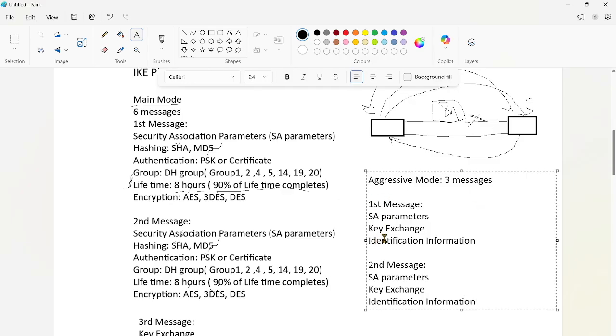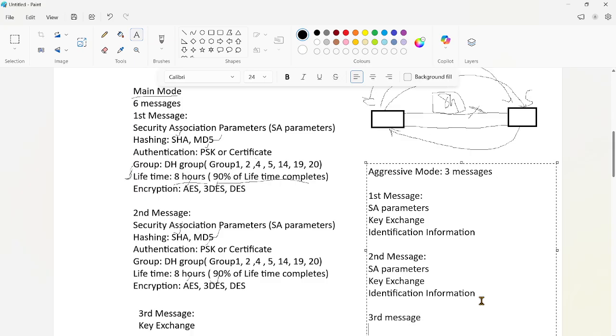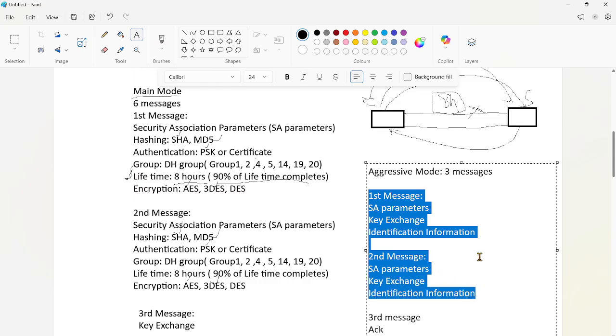Once these two messages are received, they are going to negotiate and verify the SA parameters first. If any of the parameters are not matching, it will not form a phase 1 tunnel. If all the parameters are matching, the phase 1 tunnel will be built, and then there is the third message. It is a dummy message with just an acknowledgement from firewall 1, and it doesn't contain any information. All the information is shared in the first two messages itself.